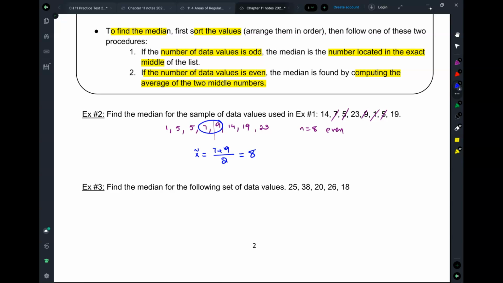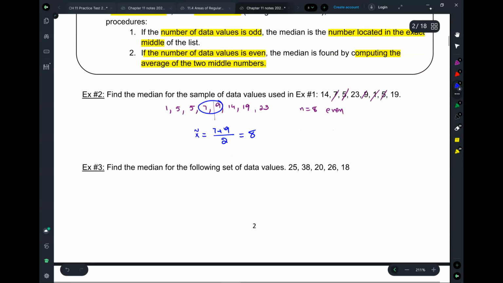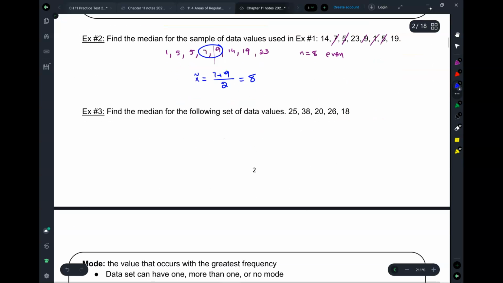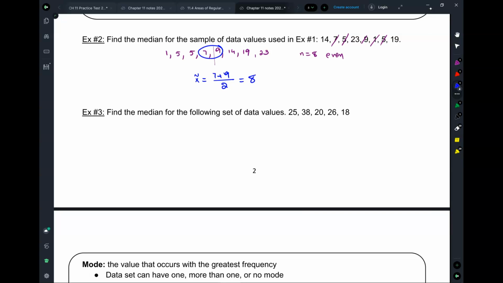For this, when you do this, do you want to write out the middle step of 7 plus 9 over 2, or can we just write x tilde equals 8? Is that easy enough? Once you've sorted it, I think it's fine to just say x tilde equals 8.